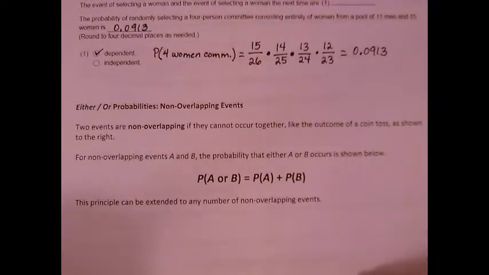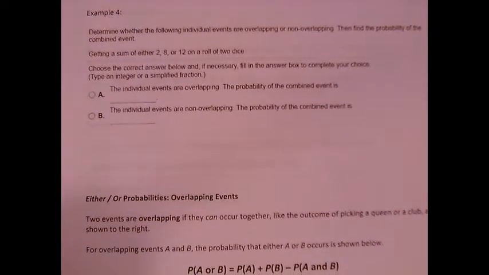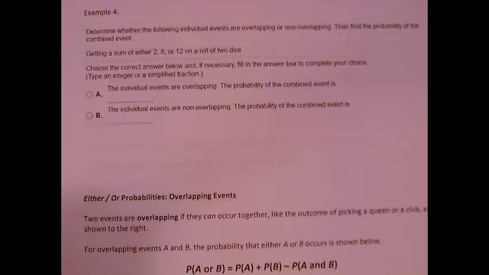So like in this example that I'm going to show you, example 4, determine whether the following individual events are overlapping or non-overlapping. Then find the probability of the combined event. Okay, getting the sum of either 2, 8, or 12 on a roll of 2 dice.